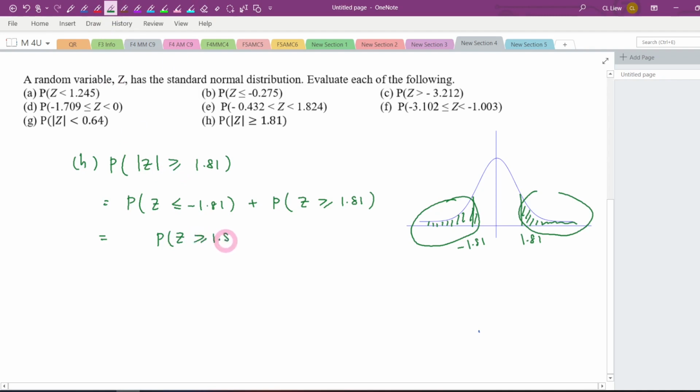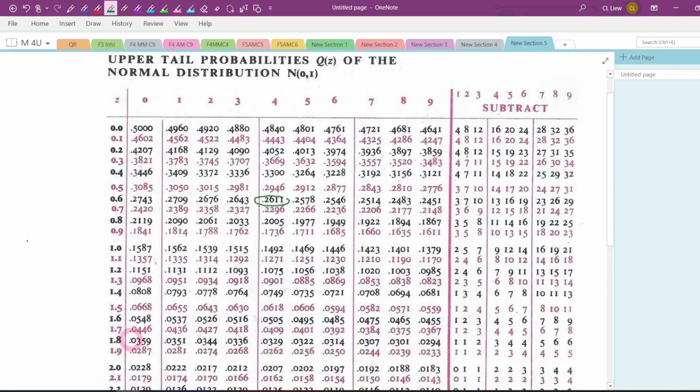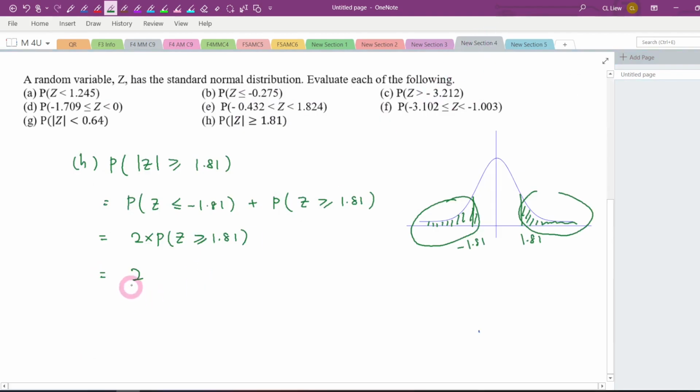I just find this part and then I times 2. You don't have to write 2 times. If you want to write the multiplication sign it is okay, and if you don't, it is also okay. Now get this one from the table, 1.81, which is over here, 0.0351. Okay, let's press the calculator. 2 times 0.0351. The answer will be 0.0702.